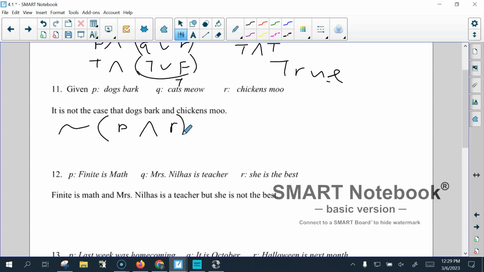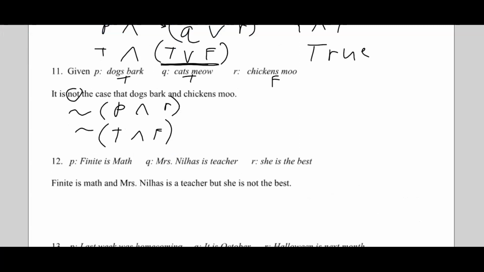Okay? So we keep the symbols as we go. Now, dogs bark, that's a true statement. Chickens moo, that's a false statement. Now, unlike algebra, you can't just distribute a negative sign throughout and make this F and T. That's a no-no.